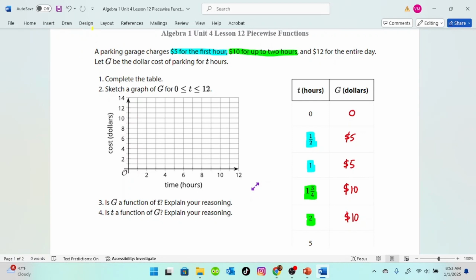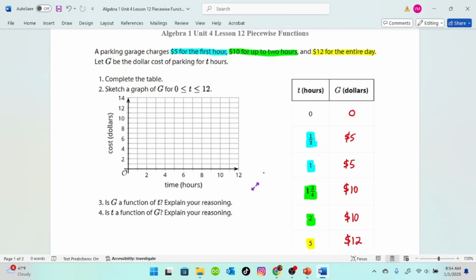And then the last rule that we're given is $12 for the entire day. So anything beyond 2 hours is going to follow the $12 rule. And we see that right here at 5 hours. So this is how we use the different rules depending on what the input is.